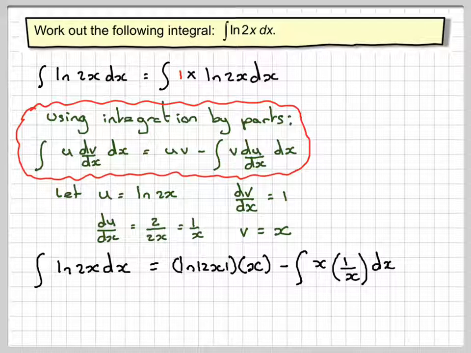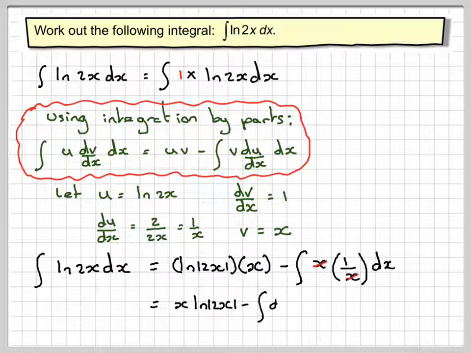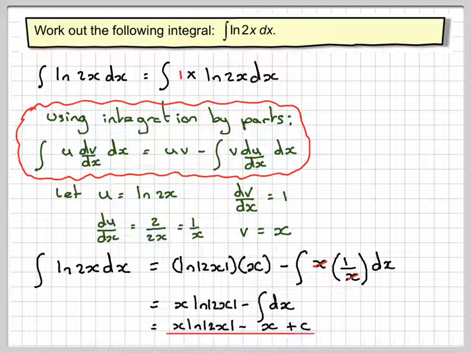These two then cancel each other out. So we get x ln of the absolute value of 2x minus the integral of 1 dx. And if you integrate 1, you're going to get x. So we get x ln of 2x minus x plus c as the final answer.